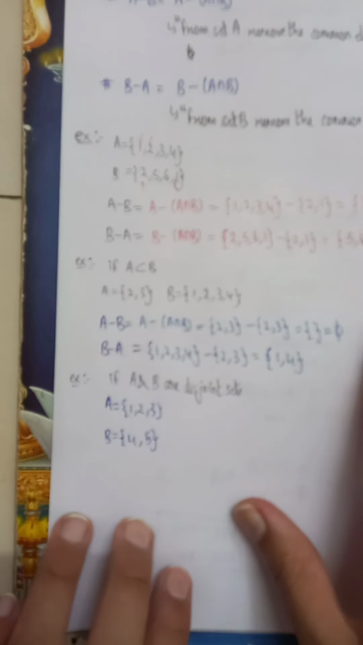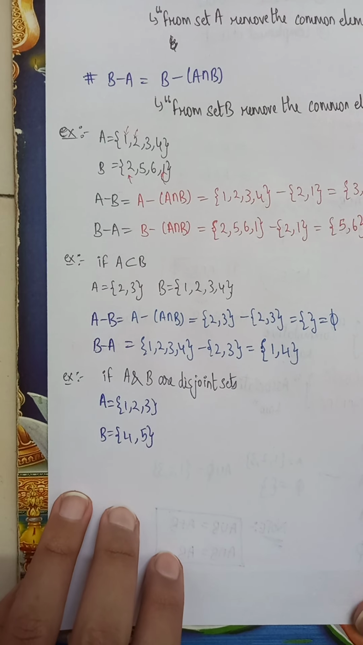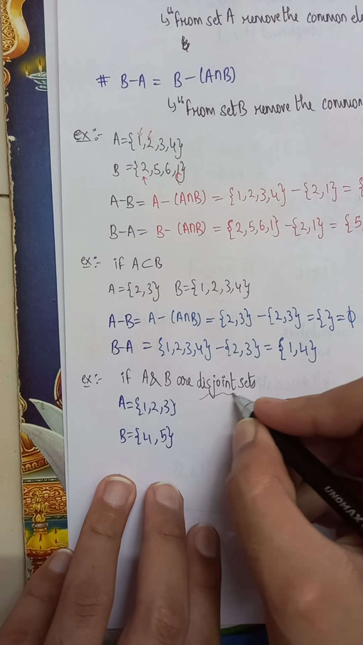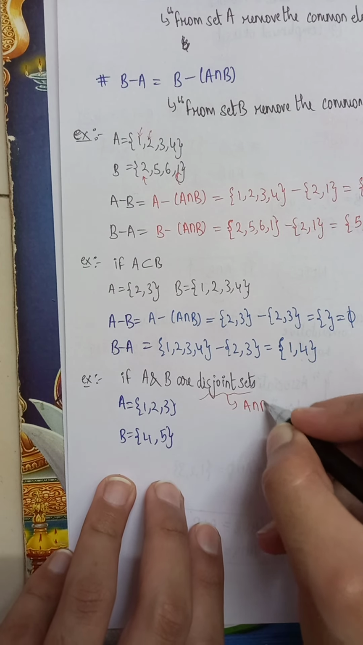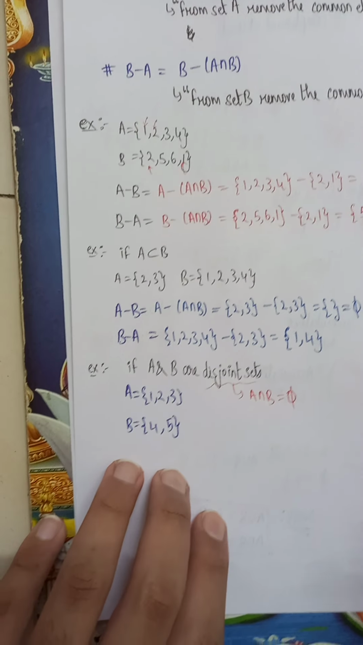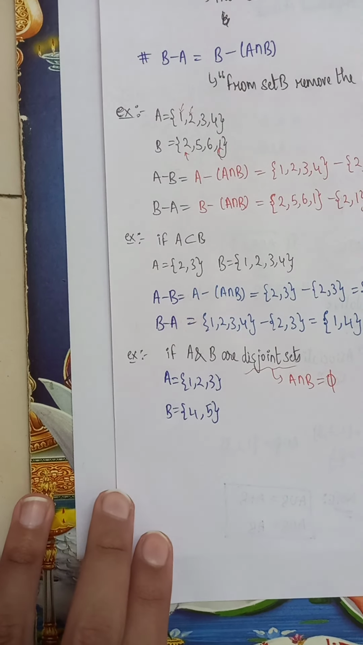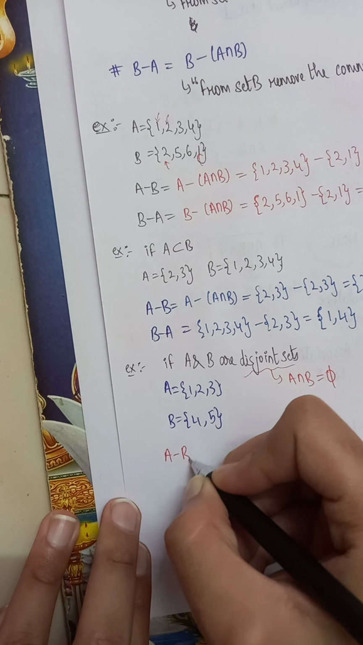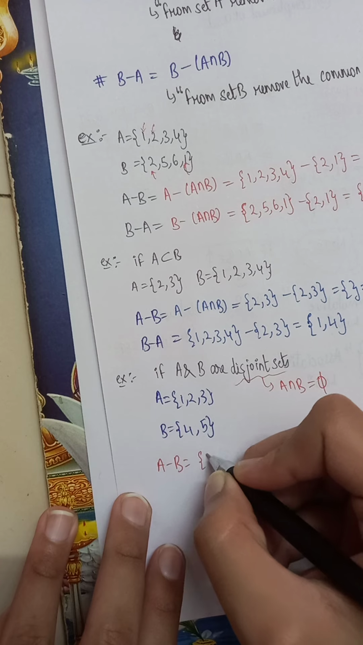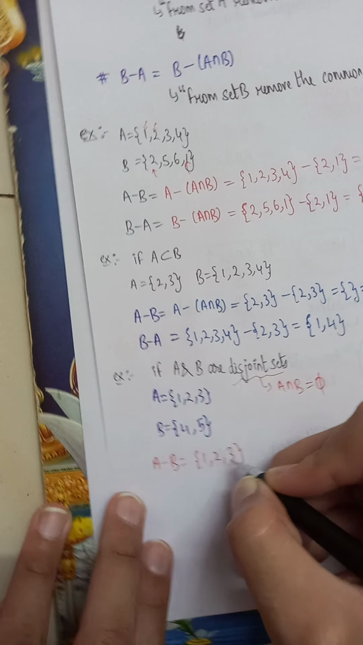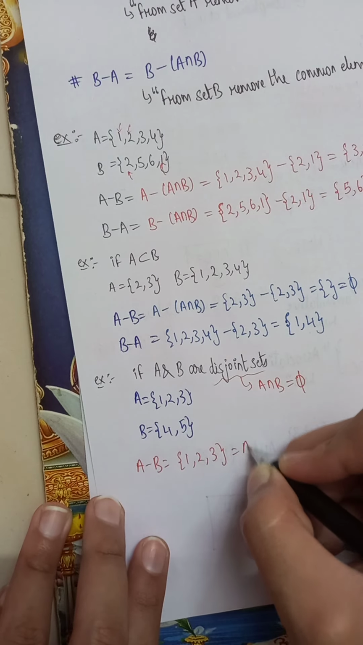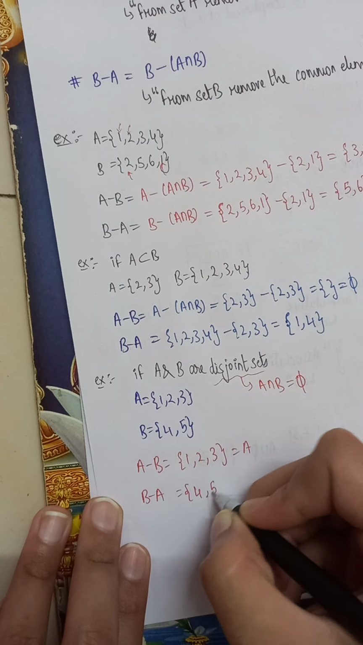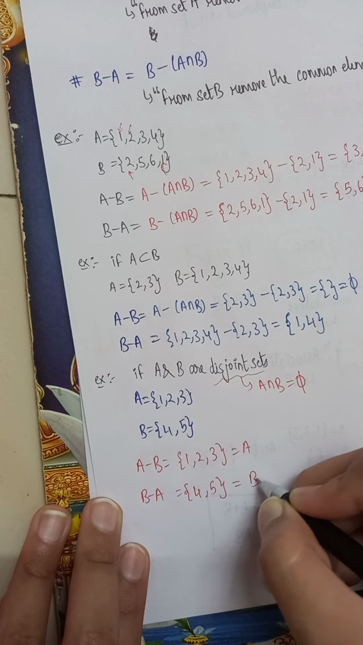Okay, moving on to the last example for this lecture. If A and B are disjoint sets, so what are disjoint sets? It means A intersection B is equal to ϕ. So what is A minus B and B minus A? You get A minus B is equal to the same 1, 2, 3. Since A intersection B is ϕ, you get A. And what about B minus A? 4, 5 is equal to B.